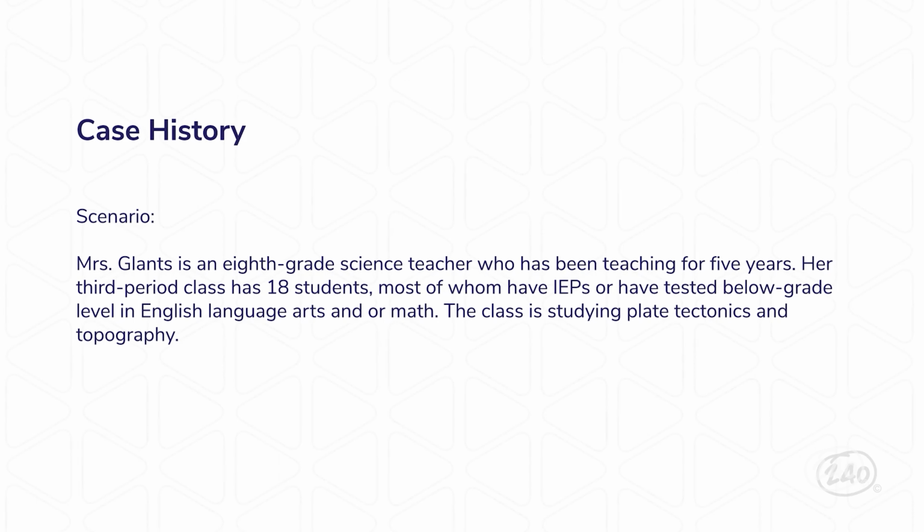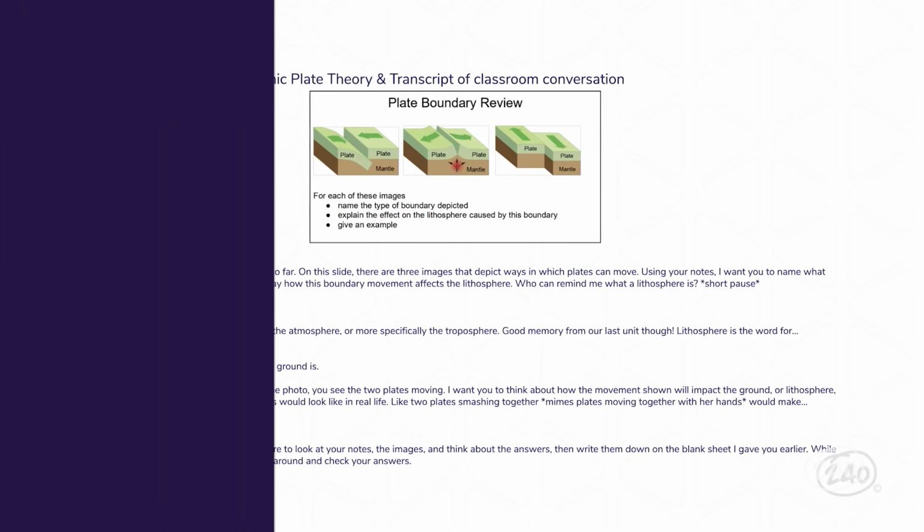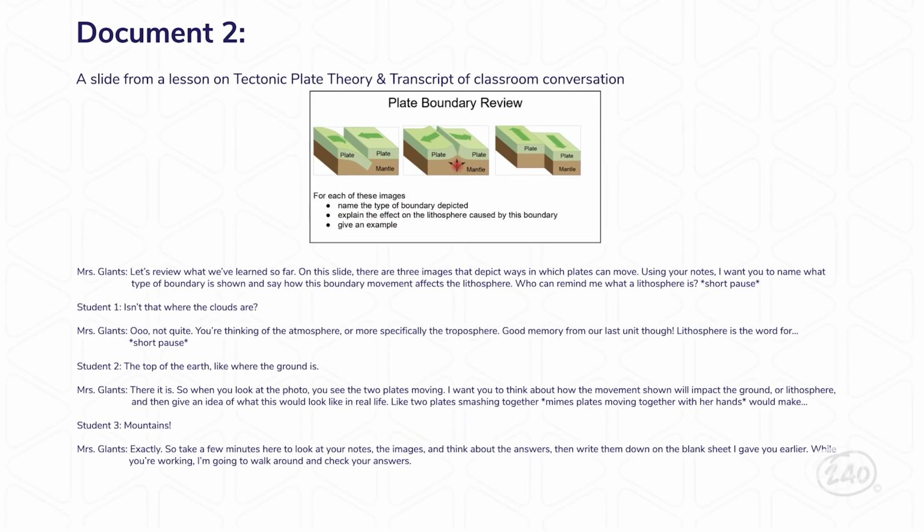Now, let's look at a sample question to put all of these tips into action. Here's the scenario. Okay, so we're talking about 8th grade, and we've got students with IEPs and students scoring below grade level. Now we get some detailed information. Here are the journal prompts the teacher is giving at the beginning of the unit about plate tectonics and topography. The next part of the case study shows us a slide from the lesson as well as a transcript of a classroom discussion. You can pause to read this, but we recommend just skimming it to familiarize yourself with it.